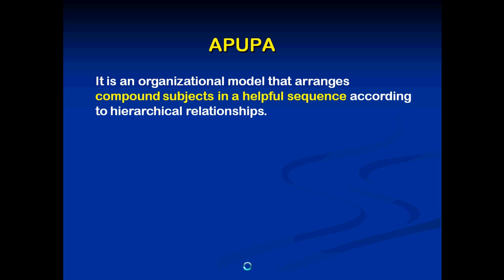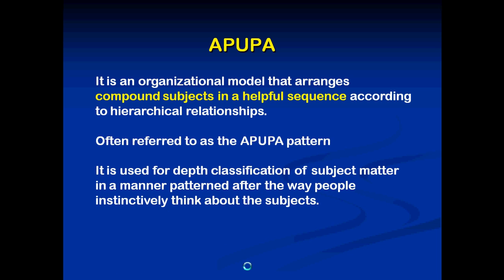APUPA is an organizational model that arranges compound subjects in a helpful sequence according to hierarchical relationships. Often referred to as the APUPA pattern, it is used for depth classification of subject matter in a manner patterned after the way people instinctively think about the subjects.